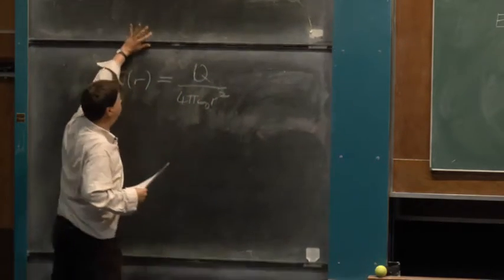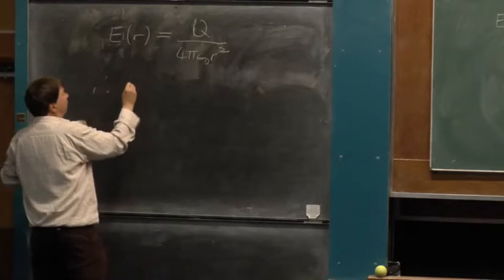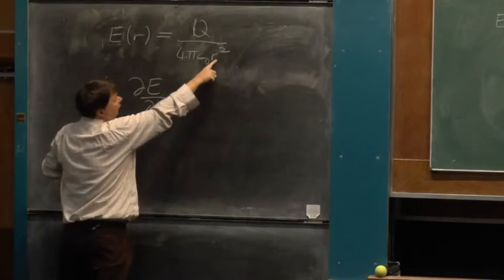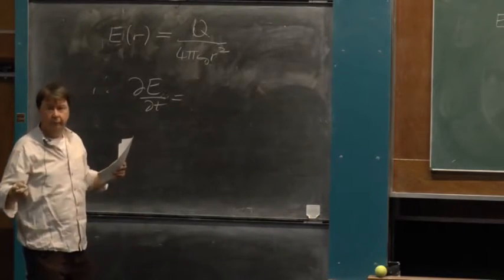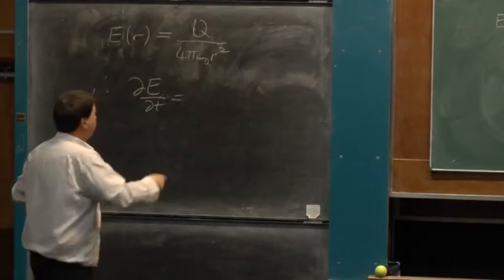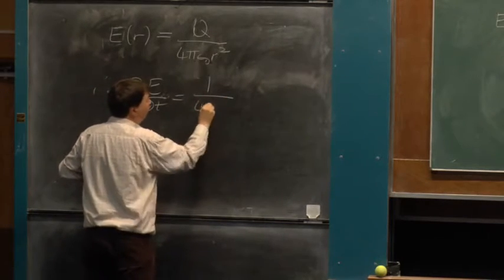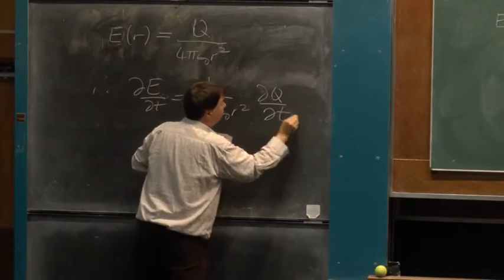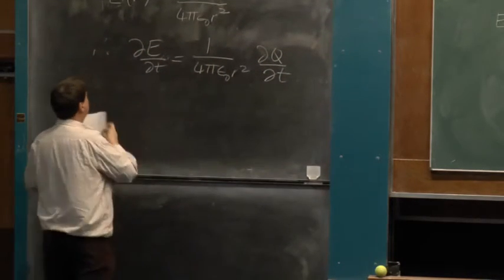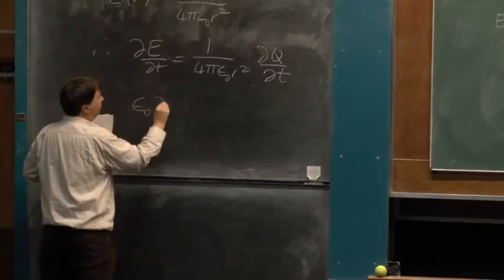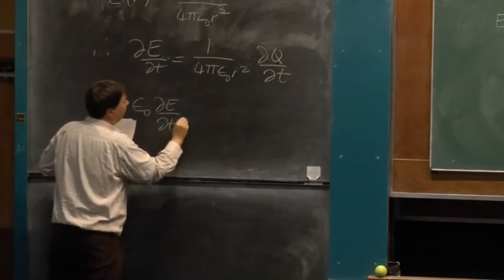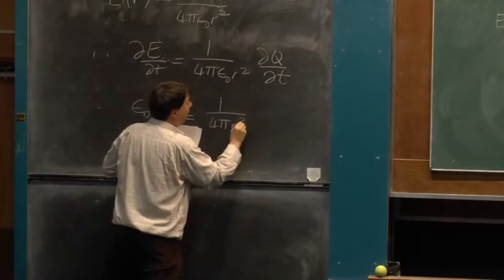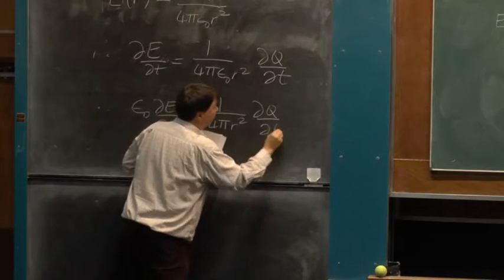So therefore, dE by dt: well, we're not changing the radius of the sphere, are we? We're changing the charge inside it. So the r comes out front. It's 1 over 4 pi epsilon naught r squared dq by dt. Therefore, epsilon naught dE by dt is equal to 1 over 4 pi r squared dq by dt.